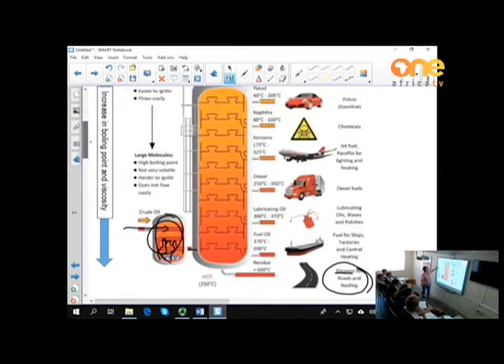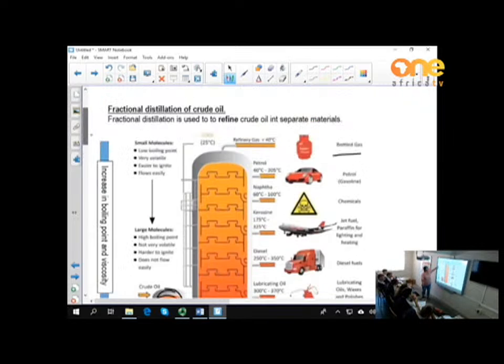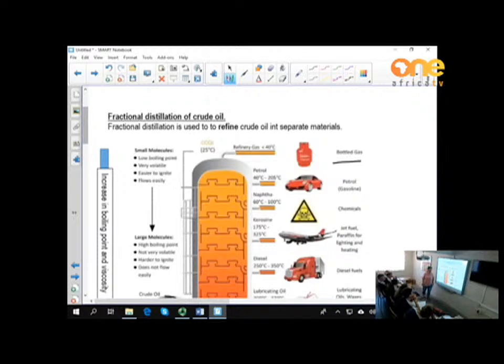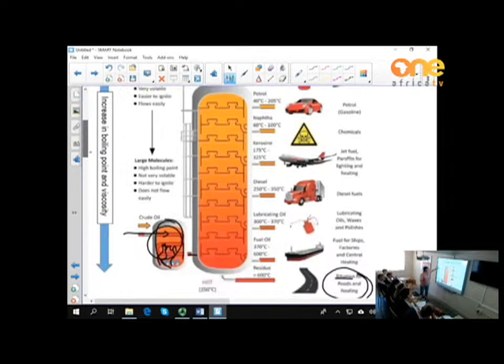So in the petrochemical industry, all the fractions are used. Now, we'll come back to this fractional distillation of crude oil specifically when we do organic chemistry. That would be a little bit later on in the syllabus.